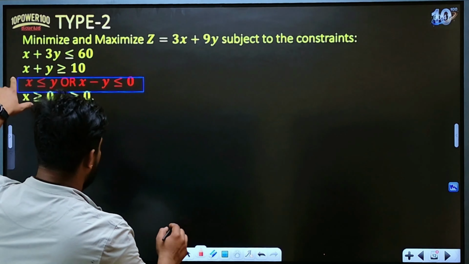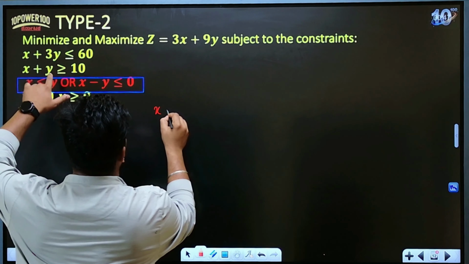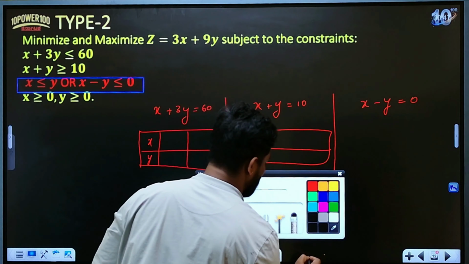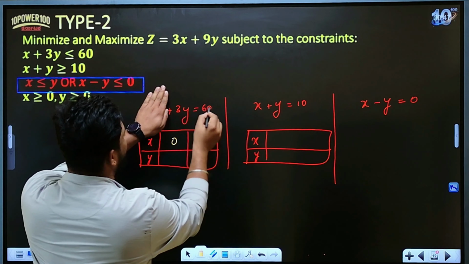Now let's find the coordinates for this. The first inequality is x plus 3y equal to 60. Now put x is equal to 0. So 3y is equal to 60. So y is 20, right? So (0, 20). Now put y is equal to 0. So x is 60. Directly we got it. Now here it's simple. When x is equal to 0, y value is 10, right? So this is 0, this is 10. So now we got it.